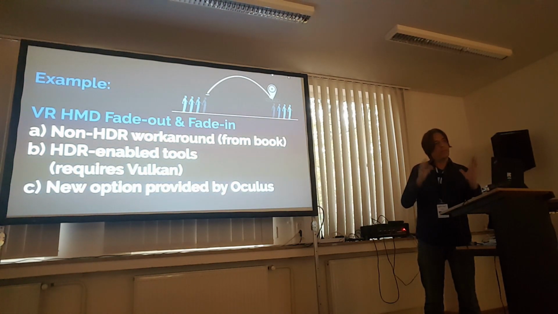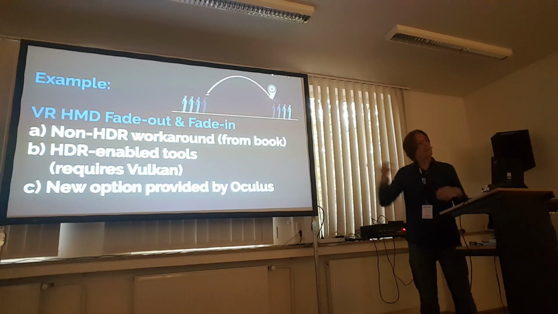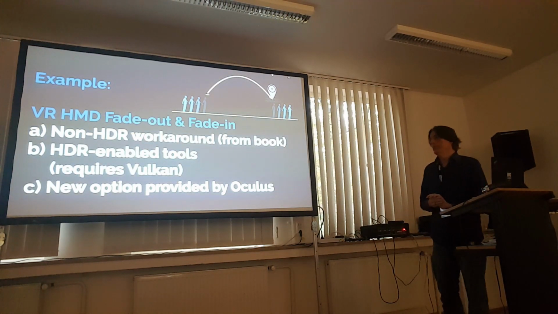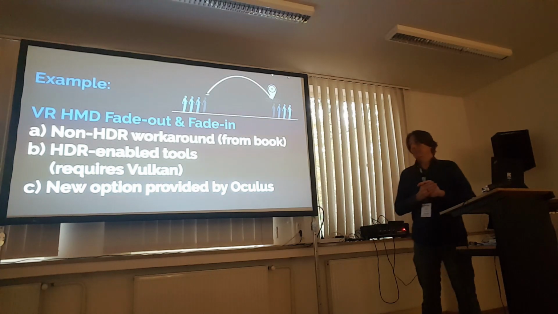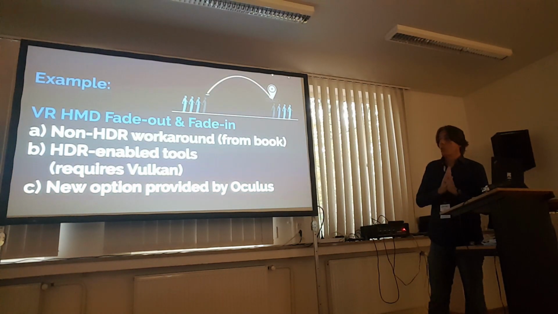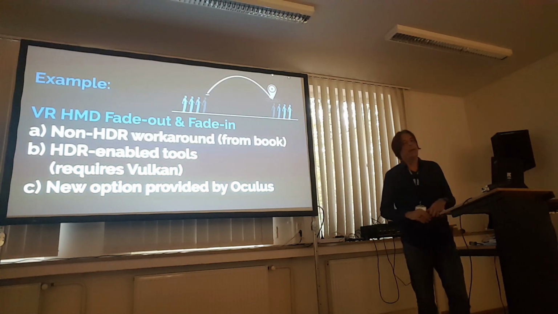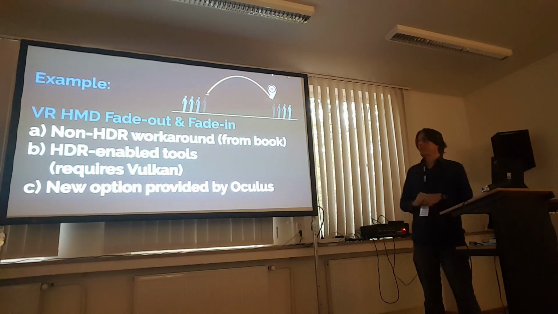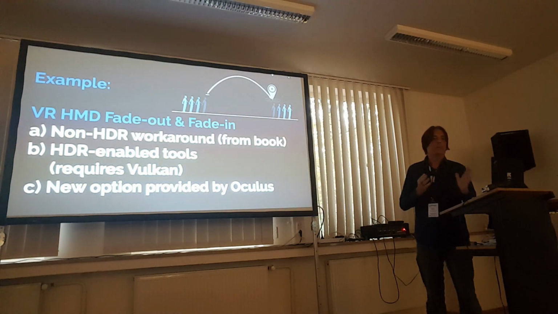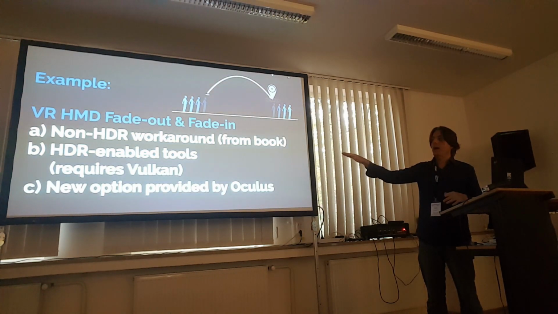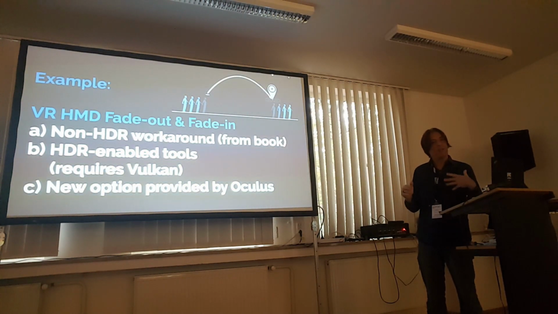When people move from one position to another position, you need to fade out, and then in the new position fade in. And previously that was not easy to do, because previously there was the non-HDR workaround that I cover in my book. That workaround is where I use UMG widgets to do that. But now with Vulkan we have HDR-enabled tools, so we can actually use the techniques that people use on PC.